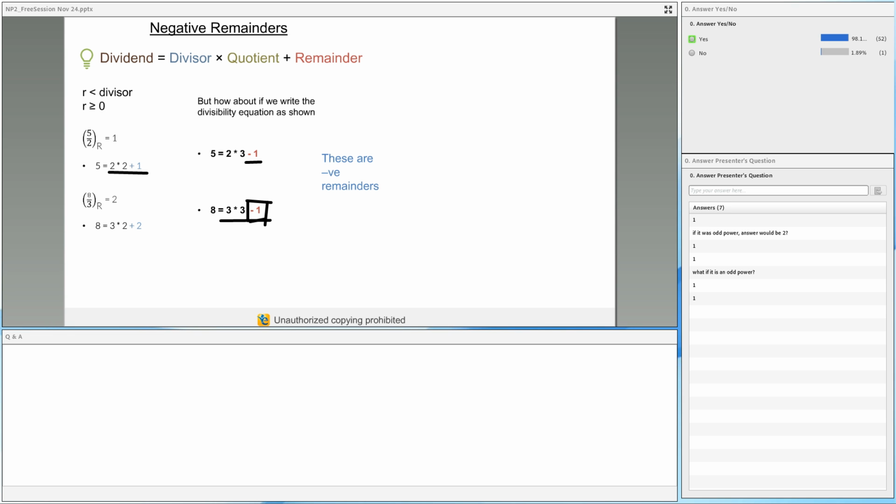Yes, I was waiting for somebody to ask this question. Veena asked me a question, and Shah is also asking, what if it is an odd power, instead of say 50, or what if I had 49? That's a very good question. Now minus 1 to the power 49, what will you get? Minus 1 to the power 49?